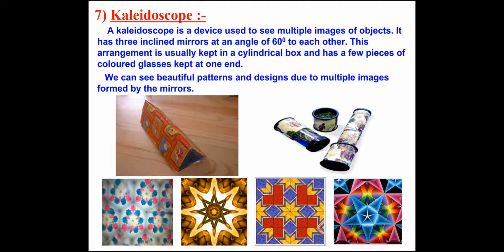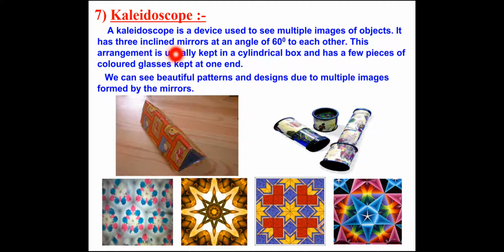The next point is called the kaleidoscope. Now if you see in this picture, this is a homemade kaleidoscope, and the kaleidoscope is a device which is used to see multiple images of an object. How to make the homemade kaleidoscope is given as an activity in our textbook. To make it, 3 inclined mirrors are required.